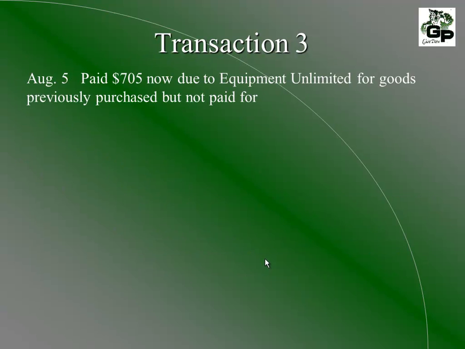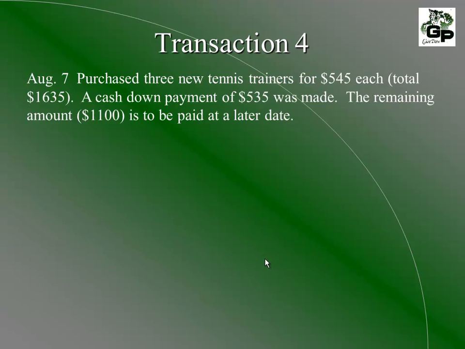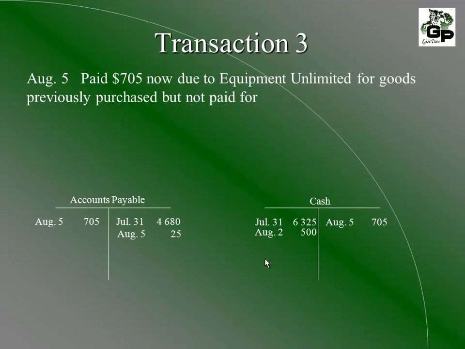Transaction number 3 on August the 5th. They paid $705 now due to Equipment Unlimited for goods previously purchased but not paid for. The accounts payable account is going to decrease by $705, so it appears on the debit side of this accounts payable account. The cash account is also going to decrease, and we know that asset accounts decrease on the right side or the credit side, so this transaction is written down on the right side, the credit side, for $705.